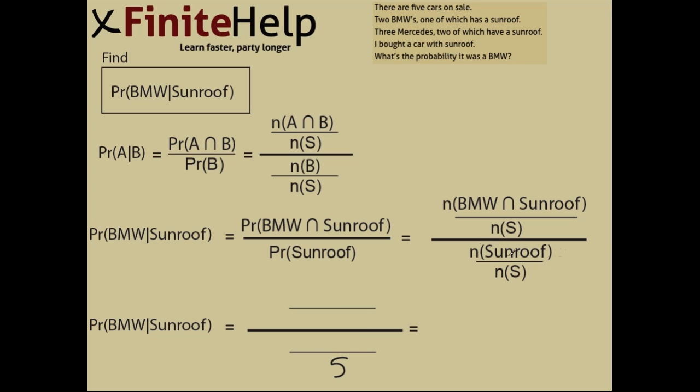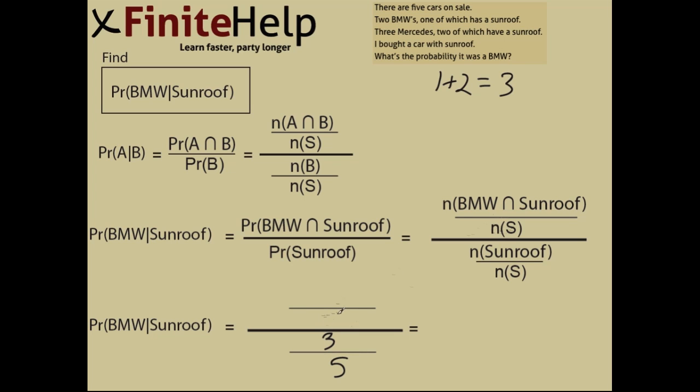Now we need to find the number of elements in sunroof. Well, that's just the number of cars that have a sunroof. There are 2 BMWs, one has a sunroof, so that's 1. There are 3 Mercedes, 2 of which have a sunroof, so that's 2. And in total, that's 3 cars with a sunroof. Write that right there: the probability of sunroof is 3/5.